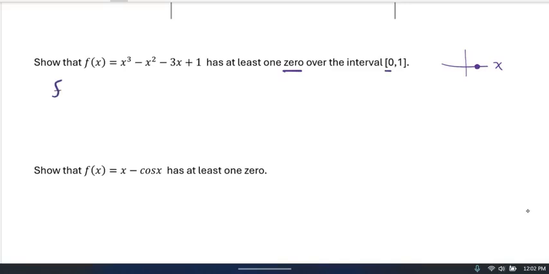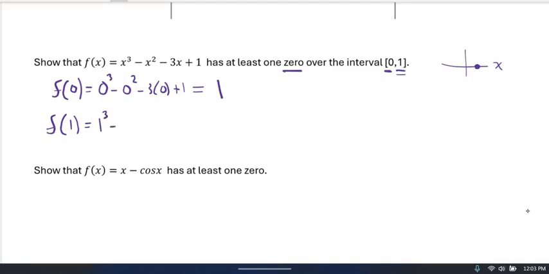Let's take a look at the left-hand side, 0. What is f of 0? Well, that's 0 cubed minus 0 squared minus 3 times 0 plus 1. That's my evaluation, 1. What is the right-hand side? What is f of 1? 1 cubed minus 1 squared minus 3 times 1 plus 1. This will take a little bit more thought. We got 1, take away 1, that's back to 0. Minus 3 plus 1 should be negative 2.